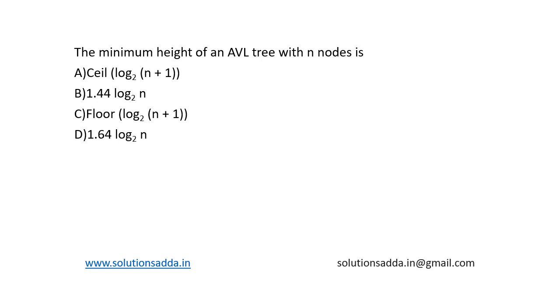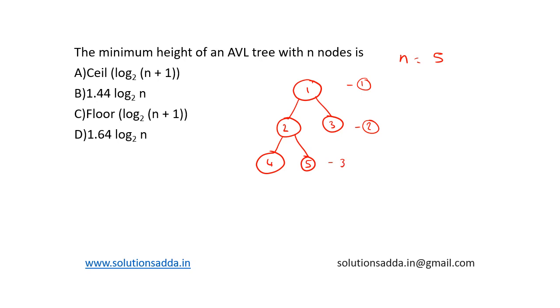So suppose n is equal to 5. Let's draw the AVL tree with minimum height. This is node 1, node 2, node 3, node 4, and node 5. And assume the definition of height as follows. Height is the number of levels in a tree. So this is level 1, this is level 2, and this is level 3. So going by the definition, the number of levels in a tree is equal to height. The height is equal to 3 here.